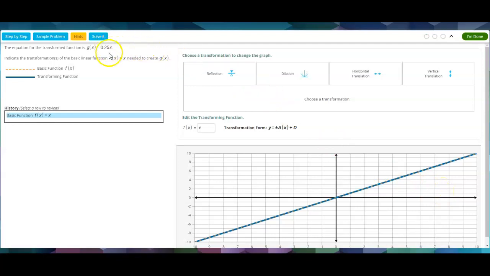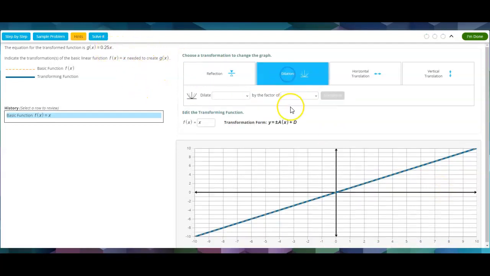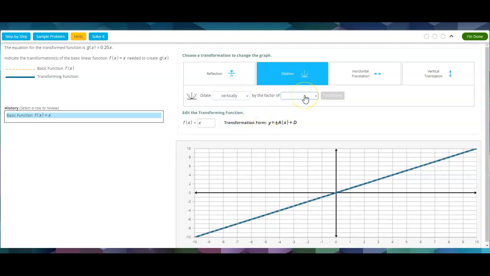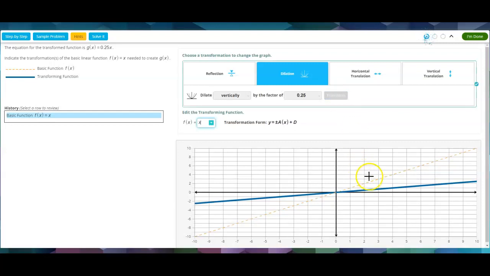All right, so Mathia calls this a dilation. We are doing it vertically. We're not doing anything horizontally yet. That's an Algebra 2 thing. We're doing 0.25 because it told us that. Let's hit the transform button. And sure enough, it lays down nearly flat, doesn't it? We kind of knew that was going to happen.